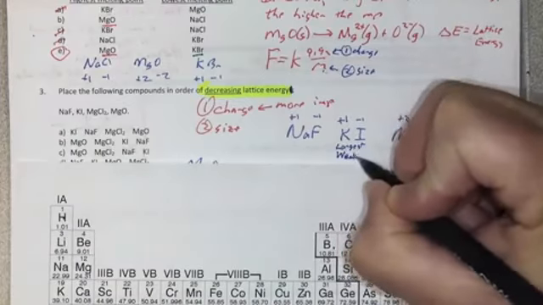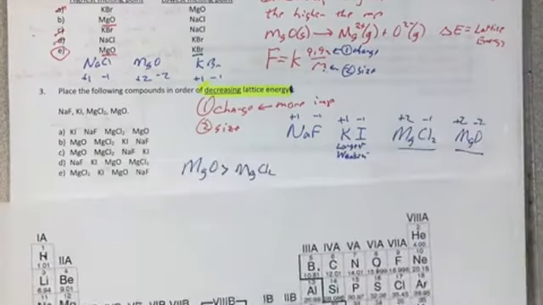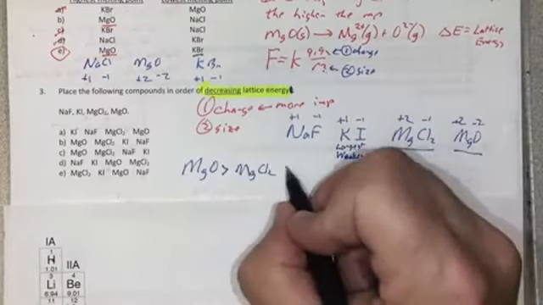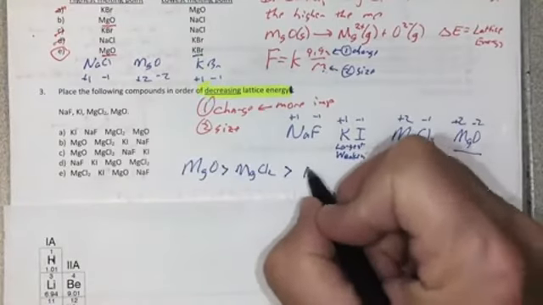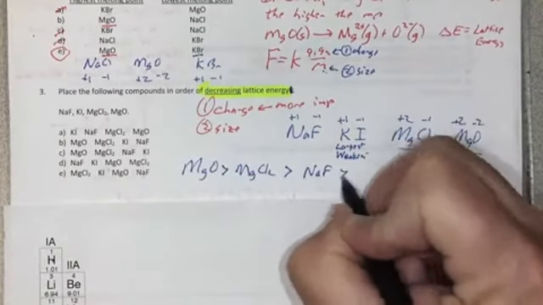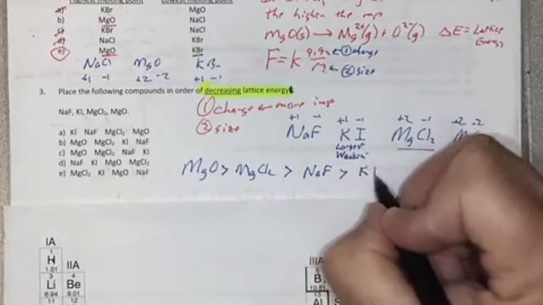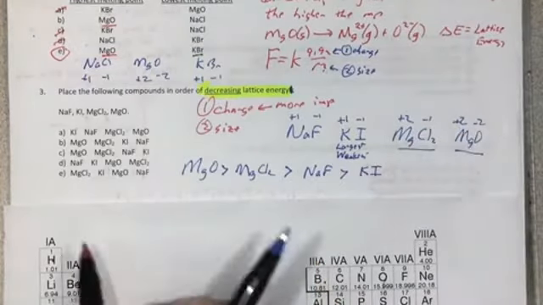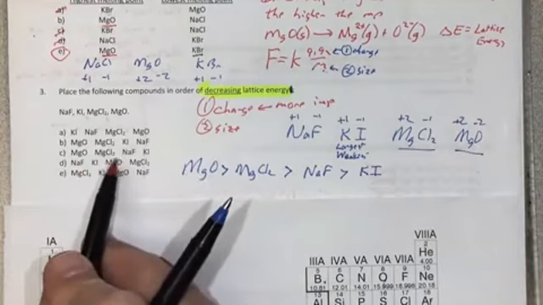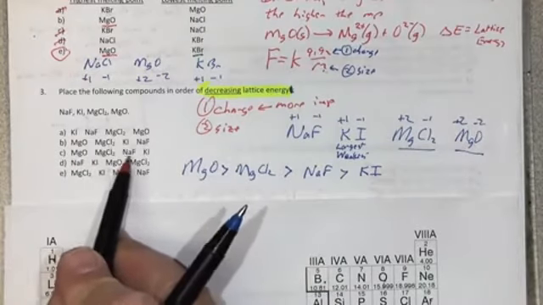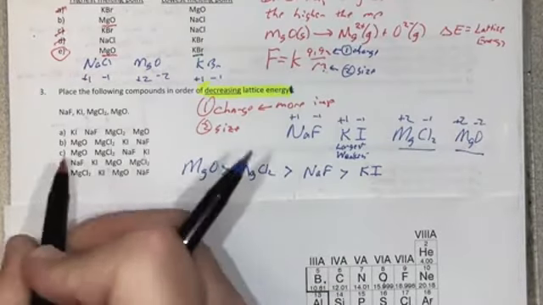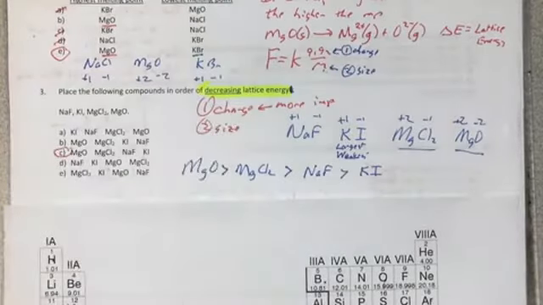lattice energy. It has the weakest lattice energy. And so sodium fluoride has a greater lattice energy. So magnesium chloride is greater than sodium fluoride, and the one that has the lowest lattice energy is potassium iodide. And so the correct answer is magnesium oxide, magnesium chloride, sodium fluoride, potassium iodide. The correct answer is choice C.